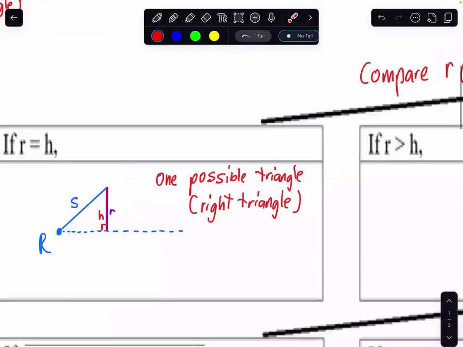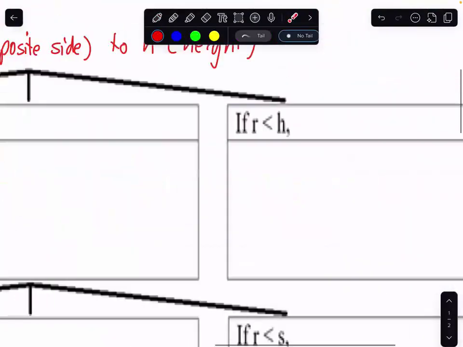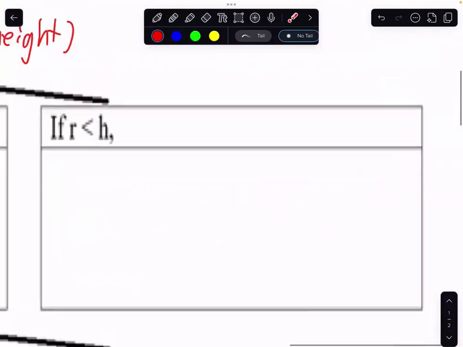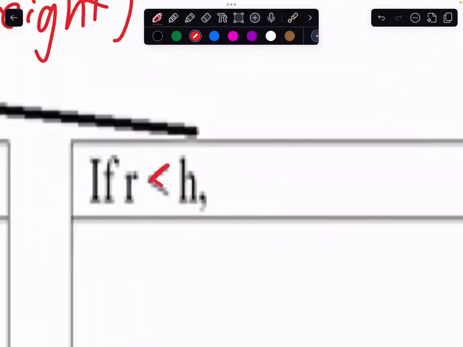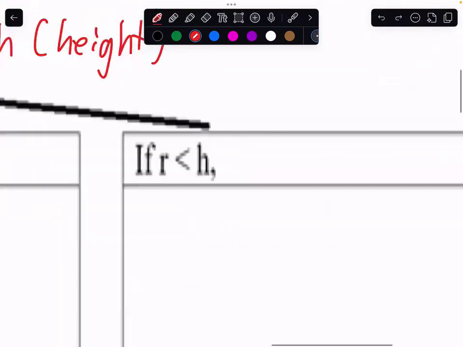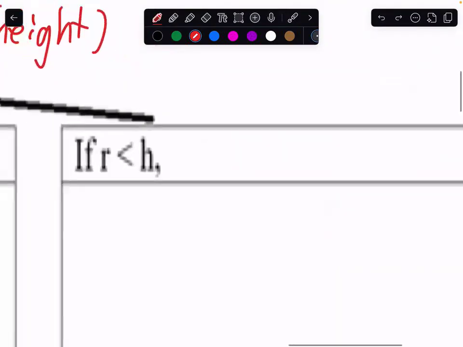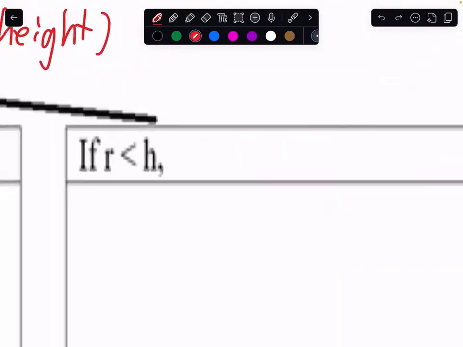Okay, so let's jump over here. What if R is less than H? By the way, just a reminder with inequalities, I'm sure you've heard the crocodile wants to eat the bigger meal, right? So H is bigger than R. If H is bigger than R, then R is less than H. So what if the opposite side is shorter than the height?